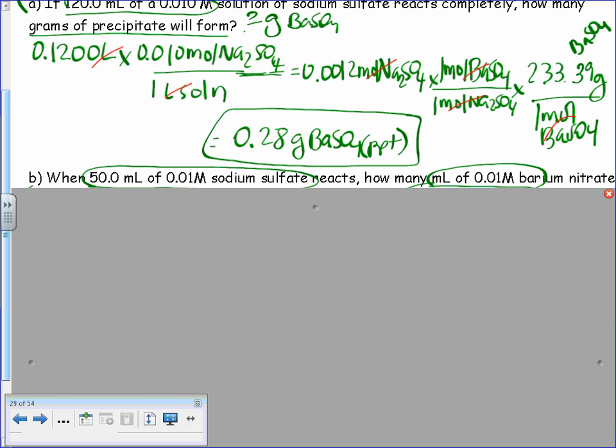So our question says how many milliliters of this barium nitrate solution do we need? Well, I already can see I'm going from sodium sulfate to barium nitrate. So what process is that? From A to B. Moles of this one to moles of that one. Okay, I can easily get to moles of barium nitrate. But then you're like, how do I get to milliliters? Well, if I give you the molarity, what are the units for molarity again? Moles over liters, right? That's a conversion factor.